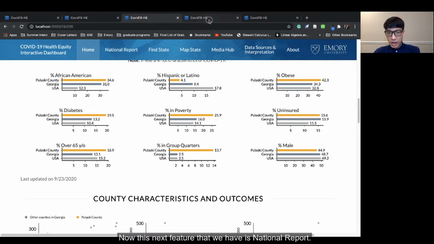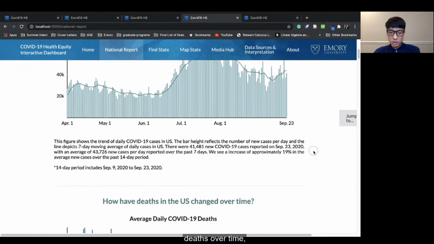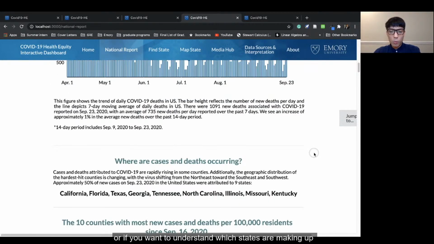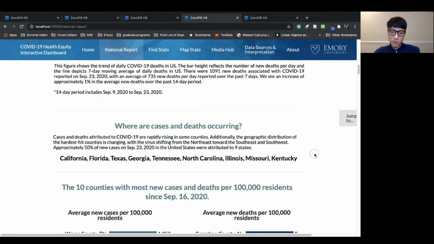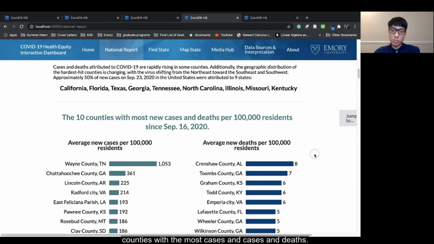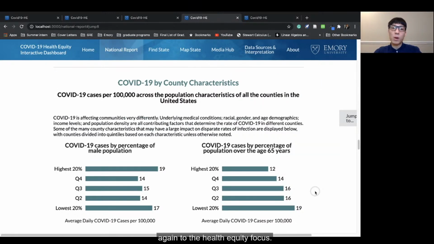Now, this next feature that we have is the National Report. This gives you a systematic overview of how the United States is doing as a whole. So whether it be looking at trends in cases over time, deaths over time, or if you want to understand which counties are making up approximately 50% of new cases in the United States, as well as some of the top counties and trajectory of those counties with the most cases and deaths. And of course, we also have cases and deaths by county characteristics, which ties back again to the health equity focus.